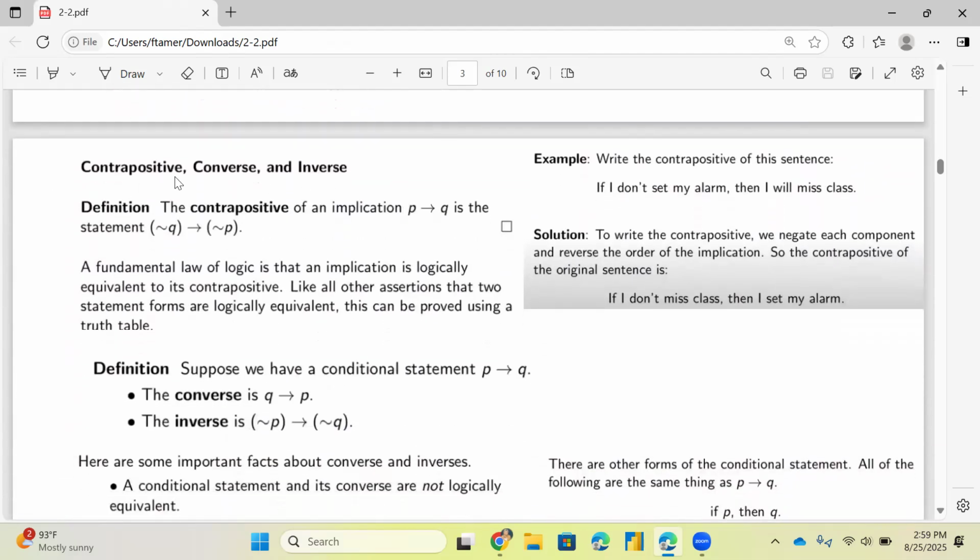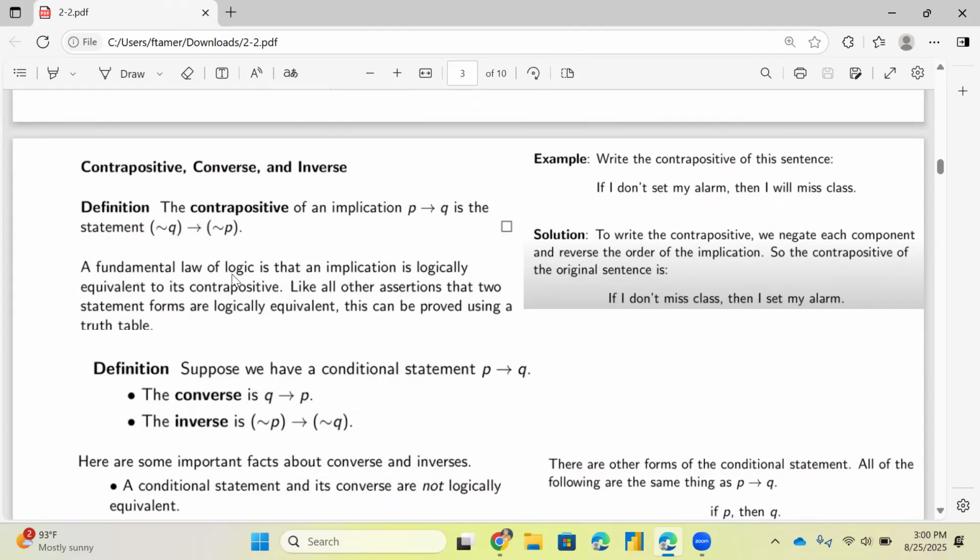Now we're going to look at contrapositive, converse, and inverse. The definition of the contrapositive of an implication "if P then Q" is the statement "if not Q, then not P." So what's happening is we're switching the order and we are negating both of them. This is called the contrapositive: if not Q, then not P.